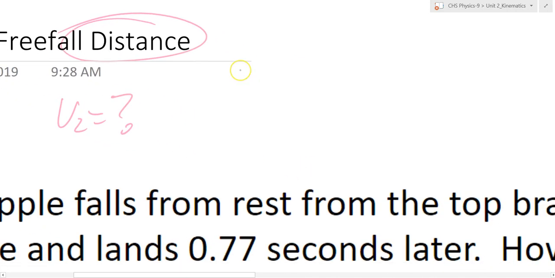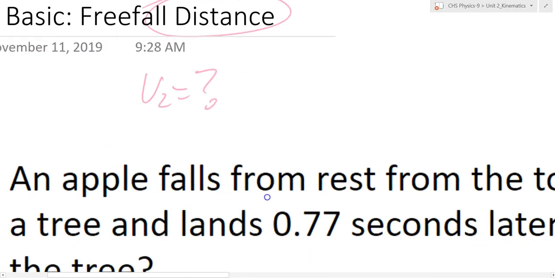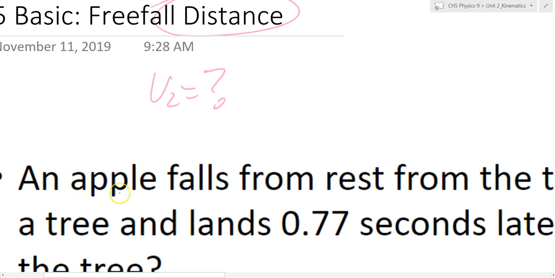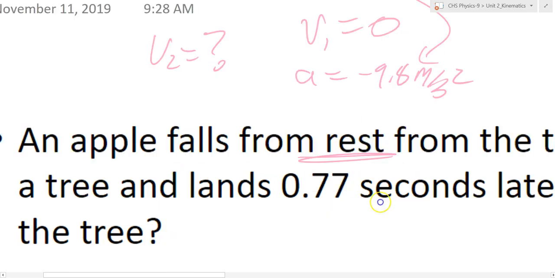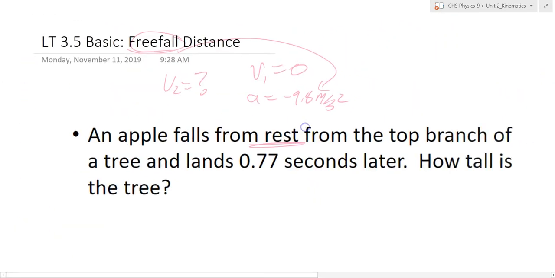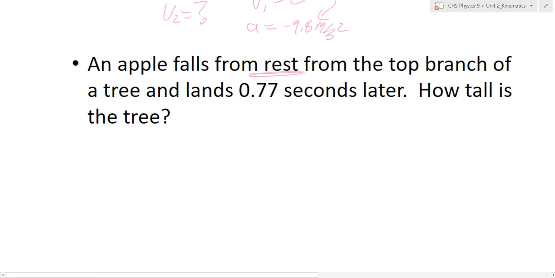Remember that if something is dropped, like you can kind of look ahead at our example here, an apple falls from rest. So for all of these, V1 is going to equal 0, and for all of these, A is going to be negative 9.8 meters per second squared, because whenever we're doing something with free fall, that's a big hint that we're going to be using that for our acceleration. So go ahead and copy down this question into your notes.